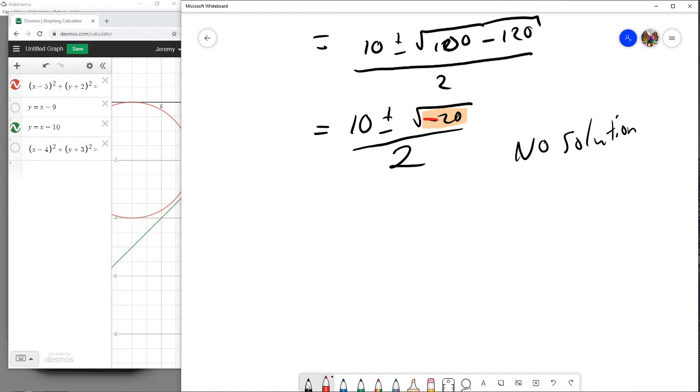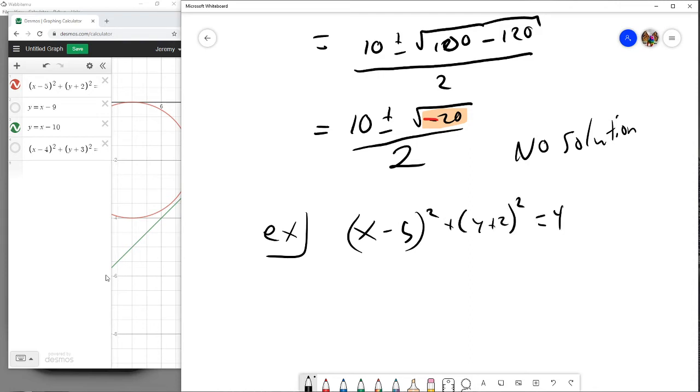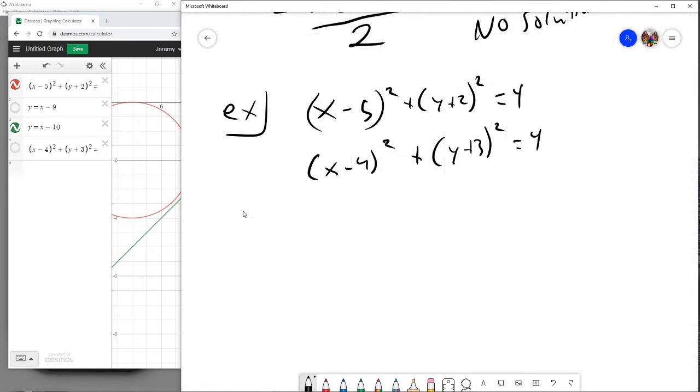Now, as you can tell right here, our last example is going to be 2 circles. So we have x minus 5 quantity squared plus y plus 2 quantity squared is equal to 4. And x minus 4 squared plus quantity of y plus 3 quantity squared is equal to 4. Now I'm going to work this out in a different manner.